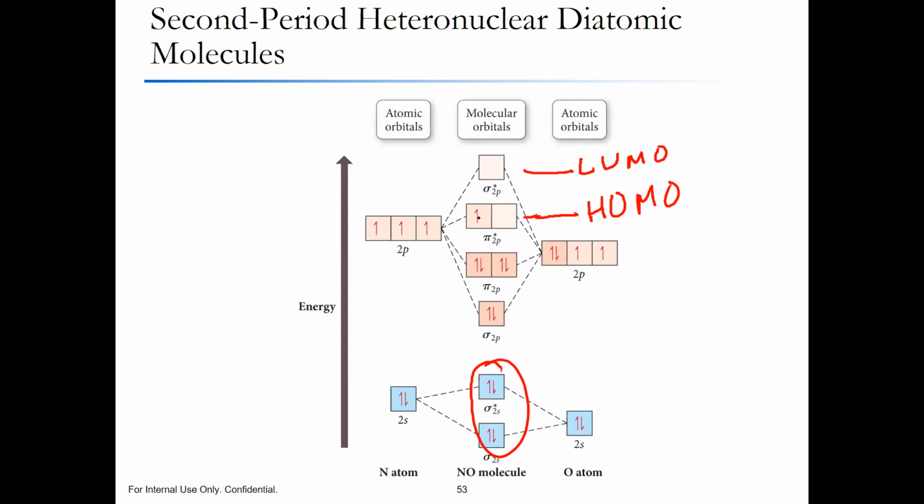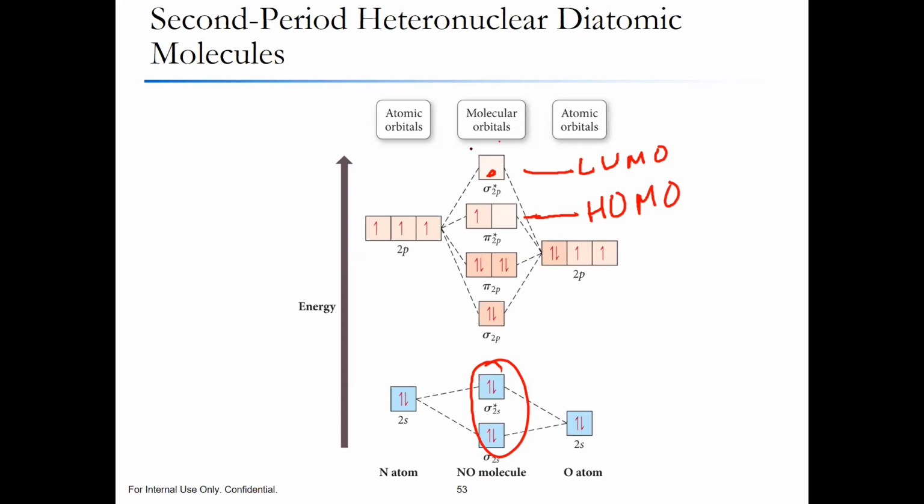Where's that electron going to go if I heat it, if I excite this electron? Is the electron going to go down? No, there's nowhere to go. It can't go down. Where's it going to go? To the lowest unoccupied molecular orbital. Where's the lowest unoccupied? Right here. So the electron could go there.